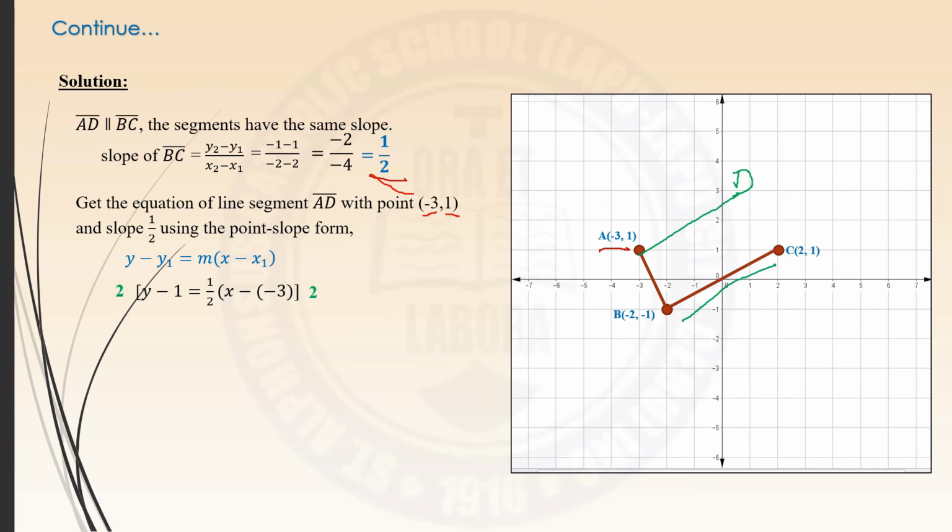After that, we are going to multiply by 2 so that our fraction form will be eliminated. So 2 times y, the answer is 2y. 2 times negative 1, the answer is negative 2. 2 times 1/2, the answer is 1. So it will become x minus negative 3 or x plus 3. And then transpose x to the other side of the equation, and it will become 2y minus x. Transpose negative 2 to the right side of the equation, and it will become 3 plus 2. And then simplify further, you will be getting negative x plus 2y is equal to 5 as our equation number 2.